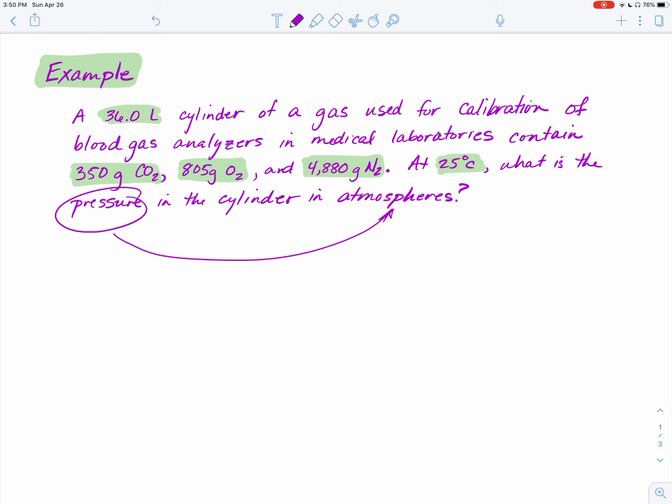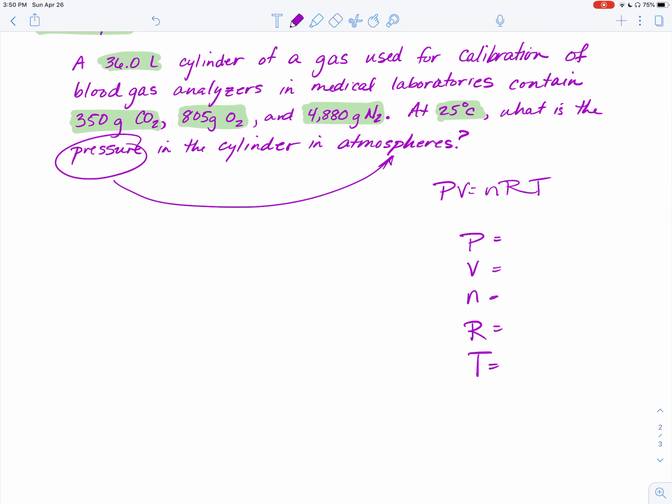Let's just look at this. We're not changing conditions or anything like that, so we won't need the combined gas law. We will need the ideal gas law here. But let's see what we have: pressure, volume, moles, R, and T. Let's see what we have and what we don't have, and how we need to get there. So we do have volume, that's 36.0 liters.